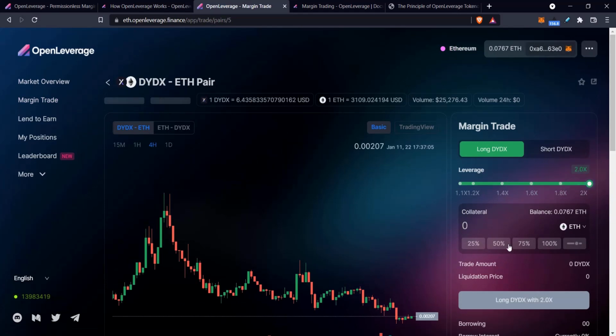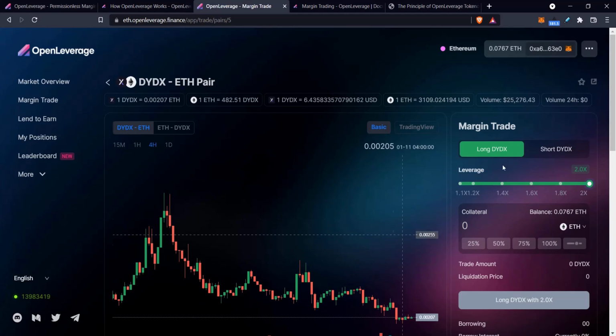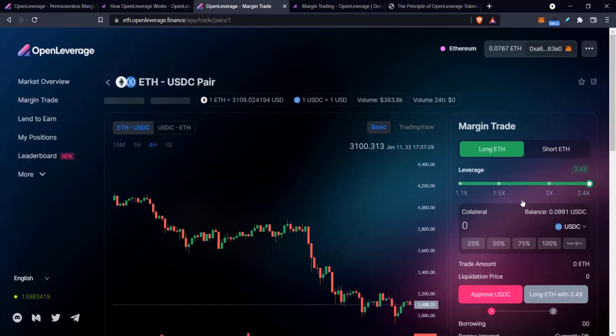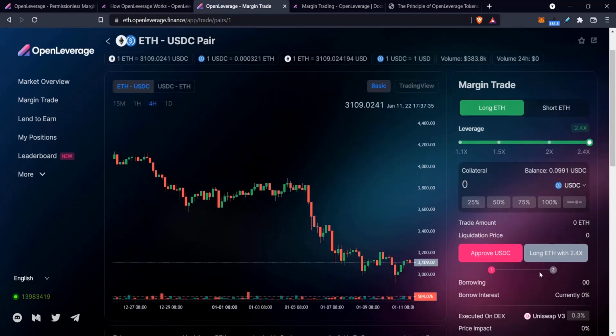So each individual market has its own risk factors and its own risk tolerances and so forth. And they say in the docs that it's dependent on liquidity depth as well as volatility and stuff. So if you want to know more about why this one's 2x and the other one is 2.4x or whatever, I would say you should dive real deep into the docs, and you'll understand it a little bit more. So it's pretty straightforward.